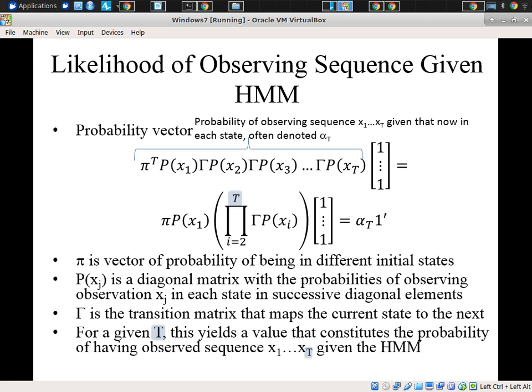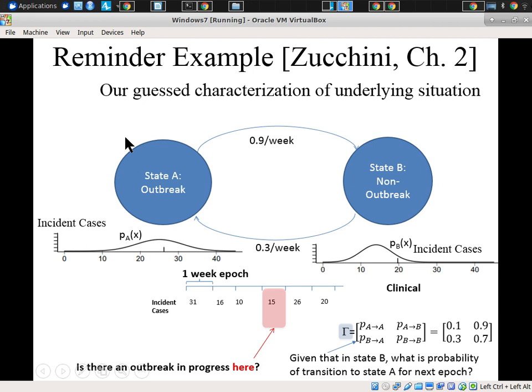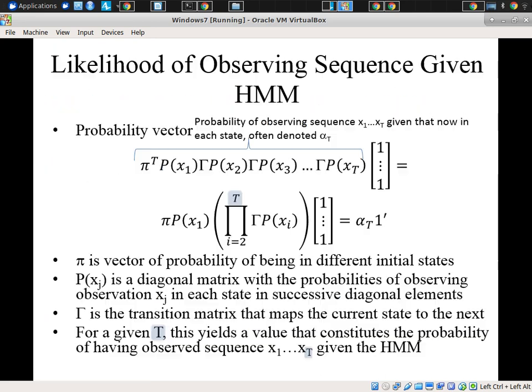And if you write this out in linear algebraic notation, it turns out that you end up getting a likelihood of observing the entire sequence. If you write this out for all of the values from x1 to x sub t, where t is the number of values, okay? So this is the likelihood, given a model which posits some particular distributions here and some particular probabilities of transitioning between states. If that's your model, what's the likelihood you will have observed a given sequence of data, x1 through xt? That's what this gives you.